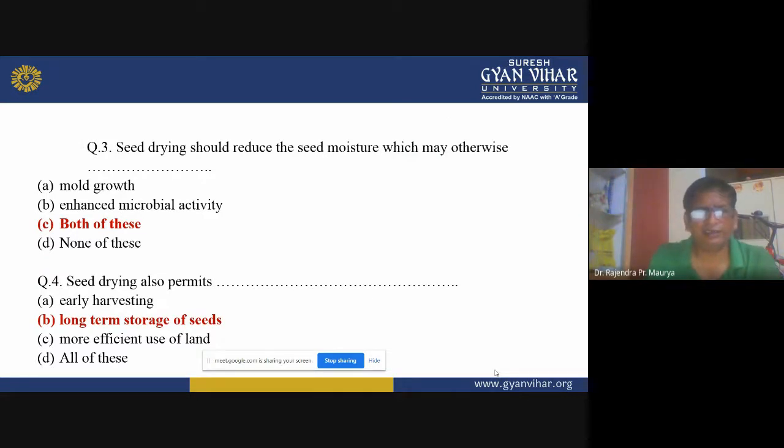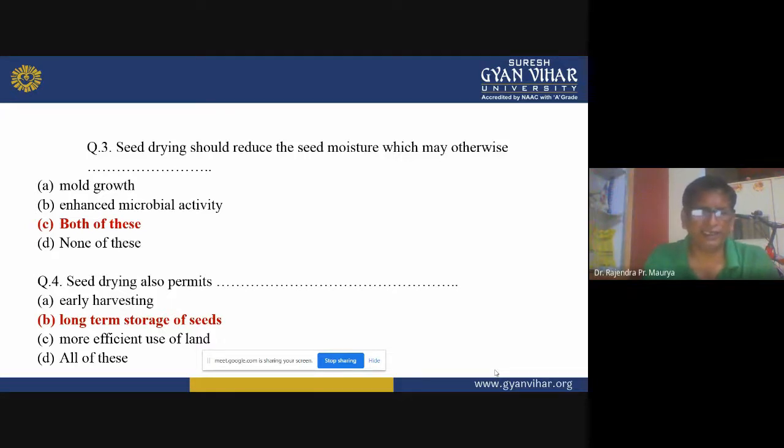The next question: seed drying should reduce the seed moisture which may otherwise. In this also we have four options. Option A, mold growth. Option B, enhanced microbial activity. Option C, both of these. And option D, none of these. The correct answer is option C, both of these. So we can say seed moisture can cause mold growth as well as enhance microbial activity.